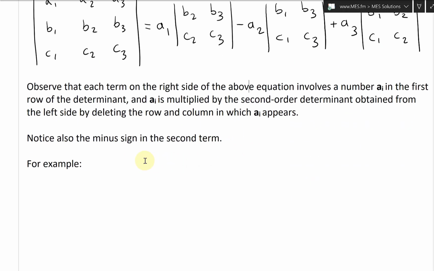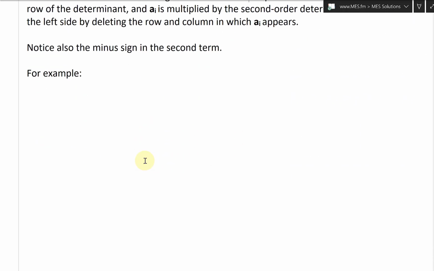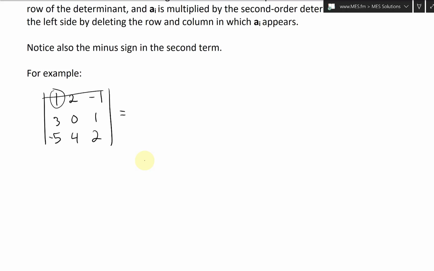So now, for example, let's take a look at an example, and we'll do this one here, 1, 2, negative 1. I'll make it more compact so we could fit it in. 1, 2, negative 1, and then 3, 0, 1, then negative 5, 4, 2, like that. Let's say we have this. This equals 2, well, we take the 1, eliminate everything else, left with this column right there. All right, so that's what we're left with.